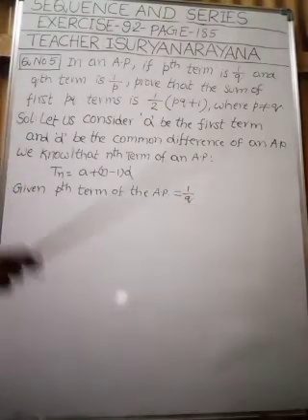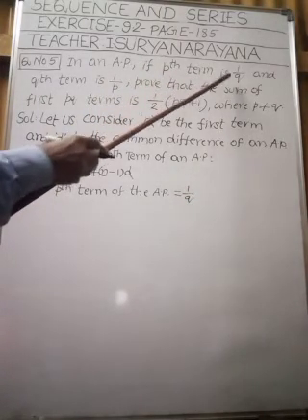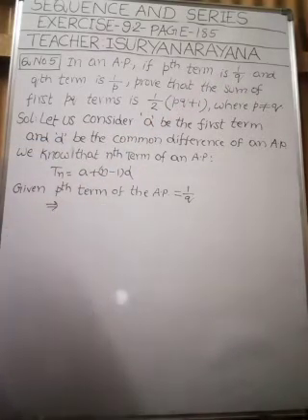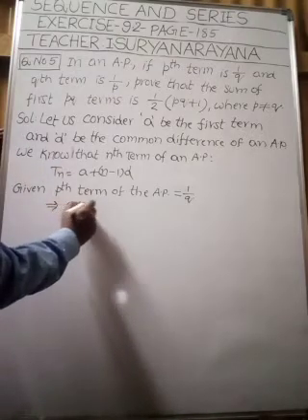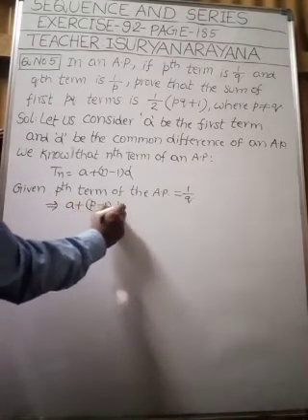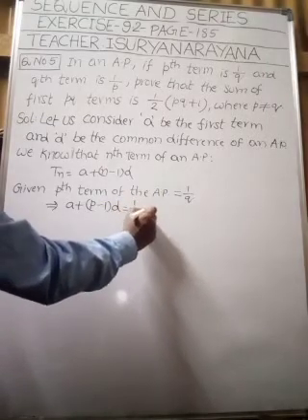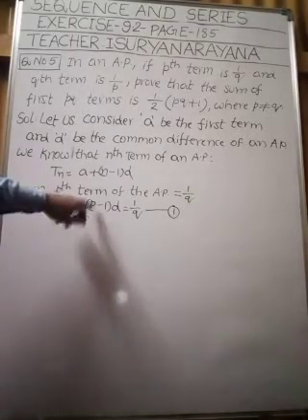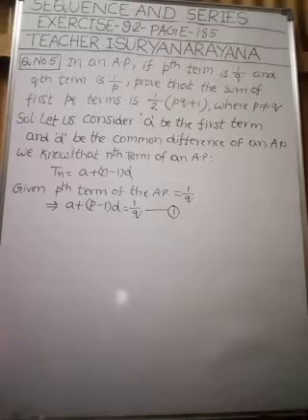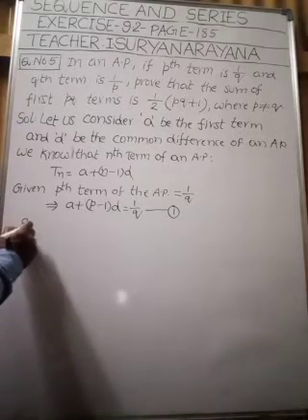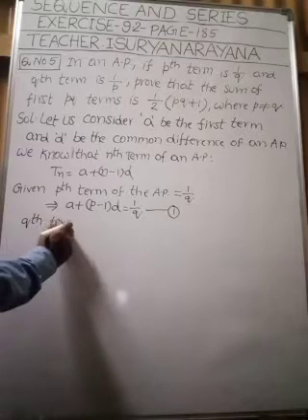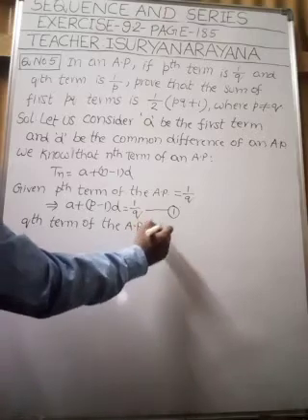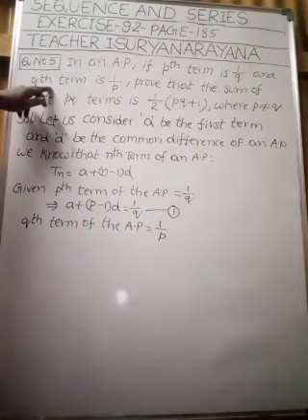Yes or no, my children, it is given in the question itself. Pth term of the AP is 1 by q. Okay, my children. This implies pth term means A plus P minus 1 into D is equal to 1 by q. Okay, my children. Understood here? Just we substituted P in the place of N. Similarly, qth term of the AP is equal to 1 by P. It is also given in the question itself.